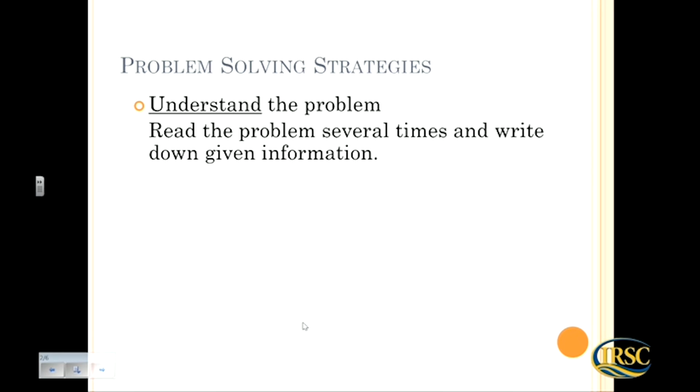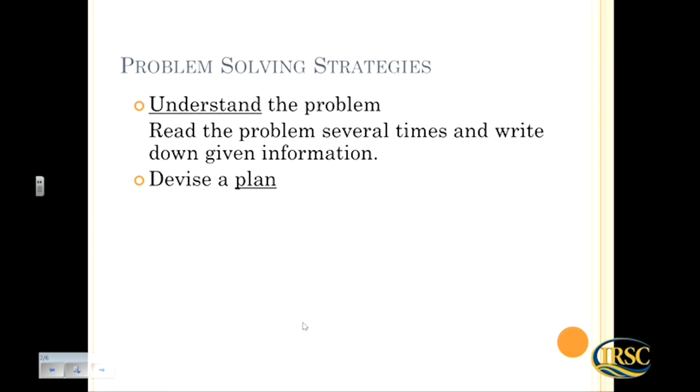So in math, that means read the problem several times and write down the given information. So for some of you that you don't feel like you're great at application problems, it's really just a matter of training yourself, because your brain is a muscle. You have to train it to do certain things, okay?